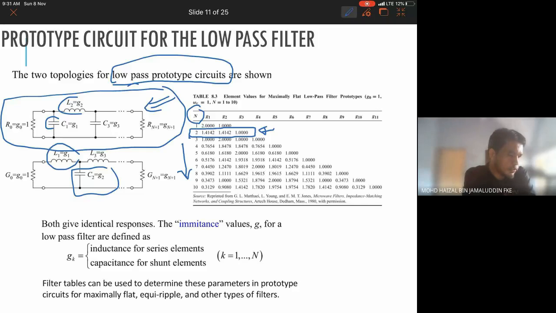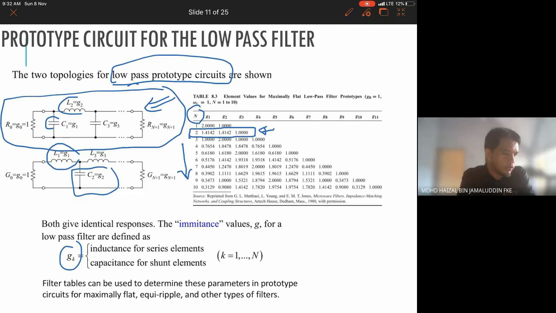So here in the graph, G1, G2, G3, G4 represent the Gk. So this is whether you can choose inductor or capacitor values for this prototype circuit. Tables are important in order to determine the prototype circuits, whether you want to use the maximally flat or equal ripples or other types of filter. Maximally flat normally uses only one table, but equal ripple will have many more tables because they are based on the ripples. Maybe 0.5 dB ripple, maybe 1 dB ripple, maybe 3 dB ripple.